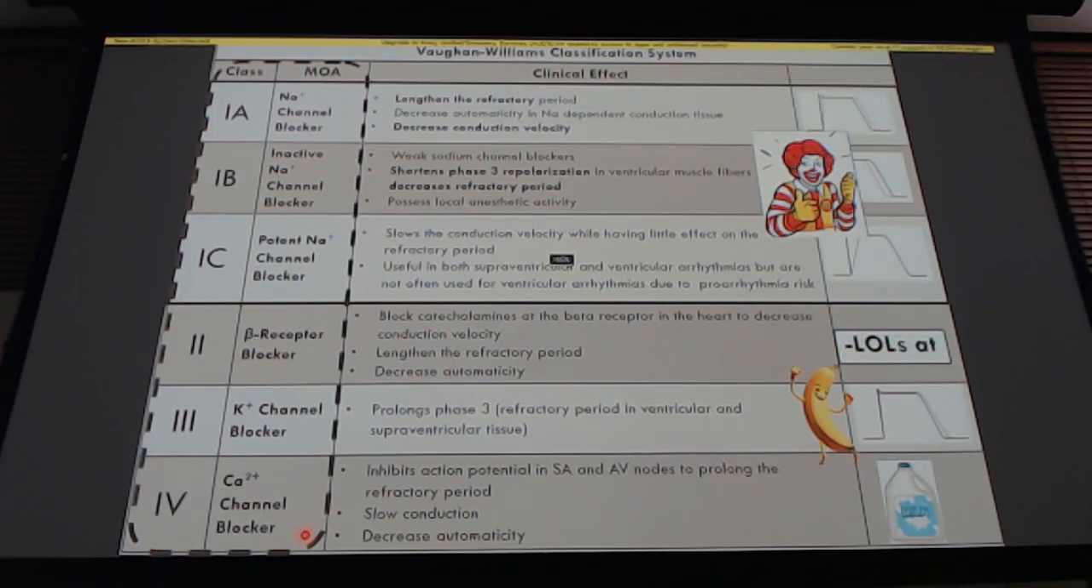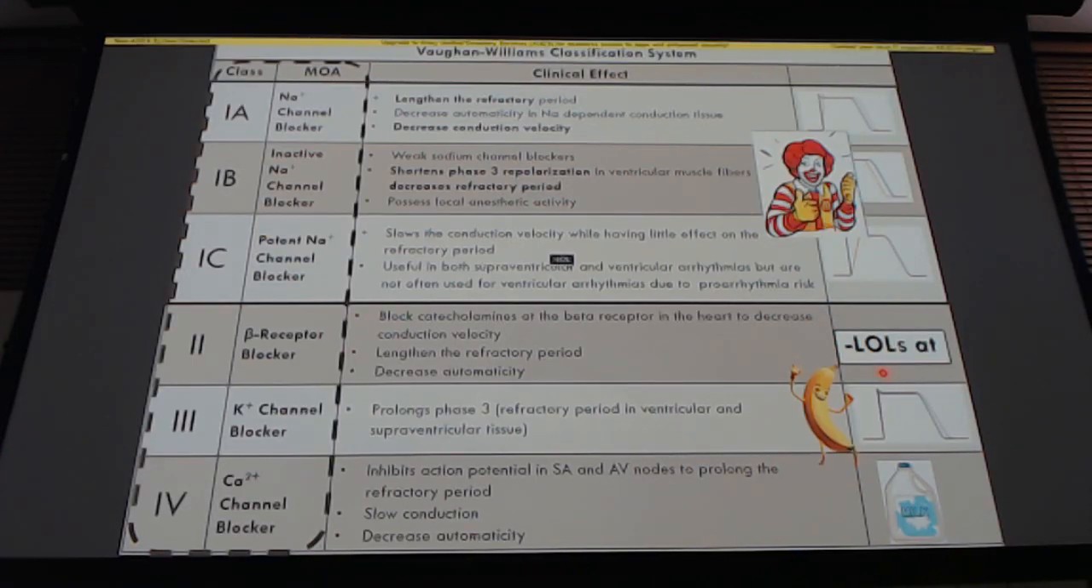So when I'm showing you this over here, what I want you to remember about this is McDonald's LOLs at bananas and milk. Okay? The reason why we have McDonald's is because they have some salty French fries and stuff sometimes, depending on who was salting the fries, right? So your sodium channel blockers, that's your mechanism.